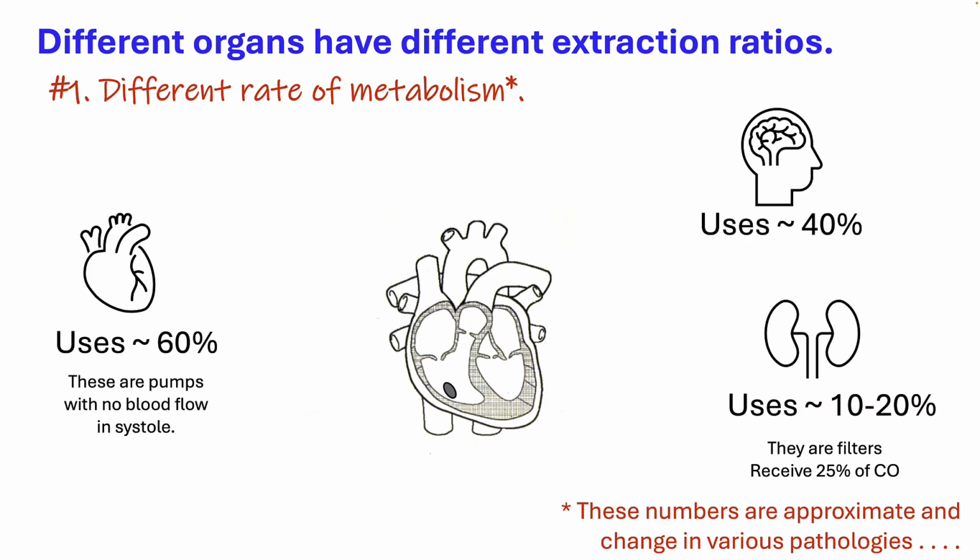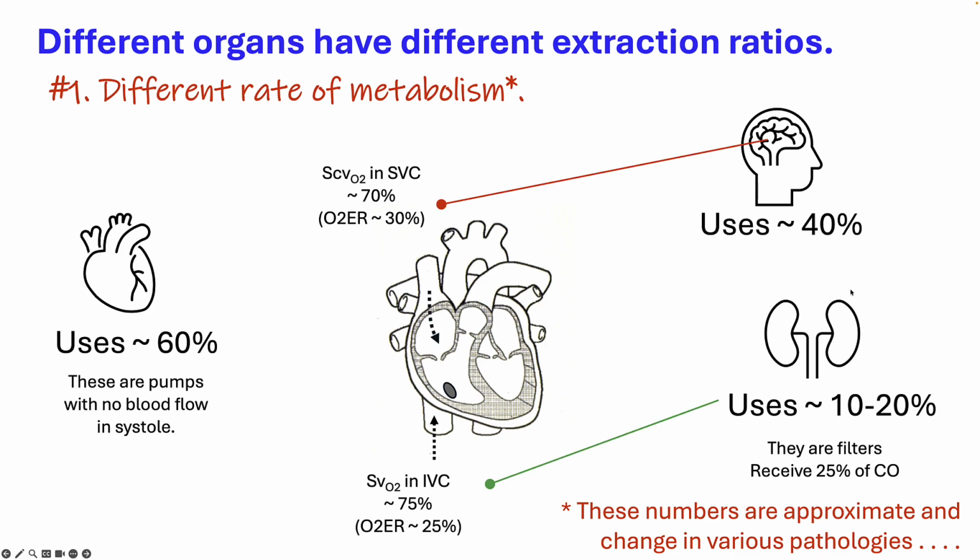Now, this is an important concept. Your whole body doesn't have one oxygen extraction ratio. Different organs have different oxygen extraction depending on the rate of metabolism. So, for example, your brain uses around 40% of the oxygen that is supplied to it, while your heart uses around 60%. Your kidneys are mostly filters and they receive around 25% of your cardiac output. So their oxygen extraction is very low, to the order of 10 to 20%. Now, these numbers can certainly change in different pathologies, but these are approximate numbers.